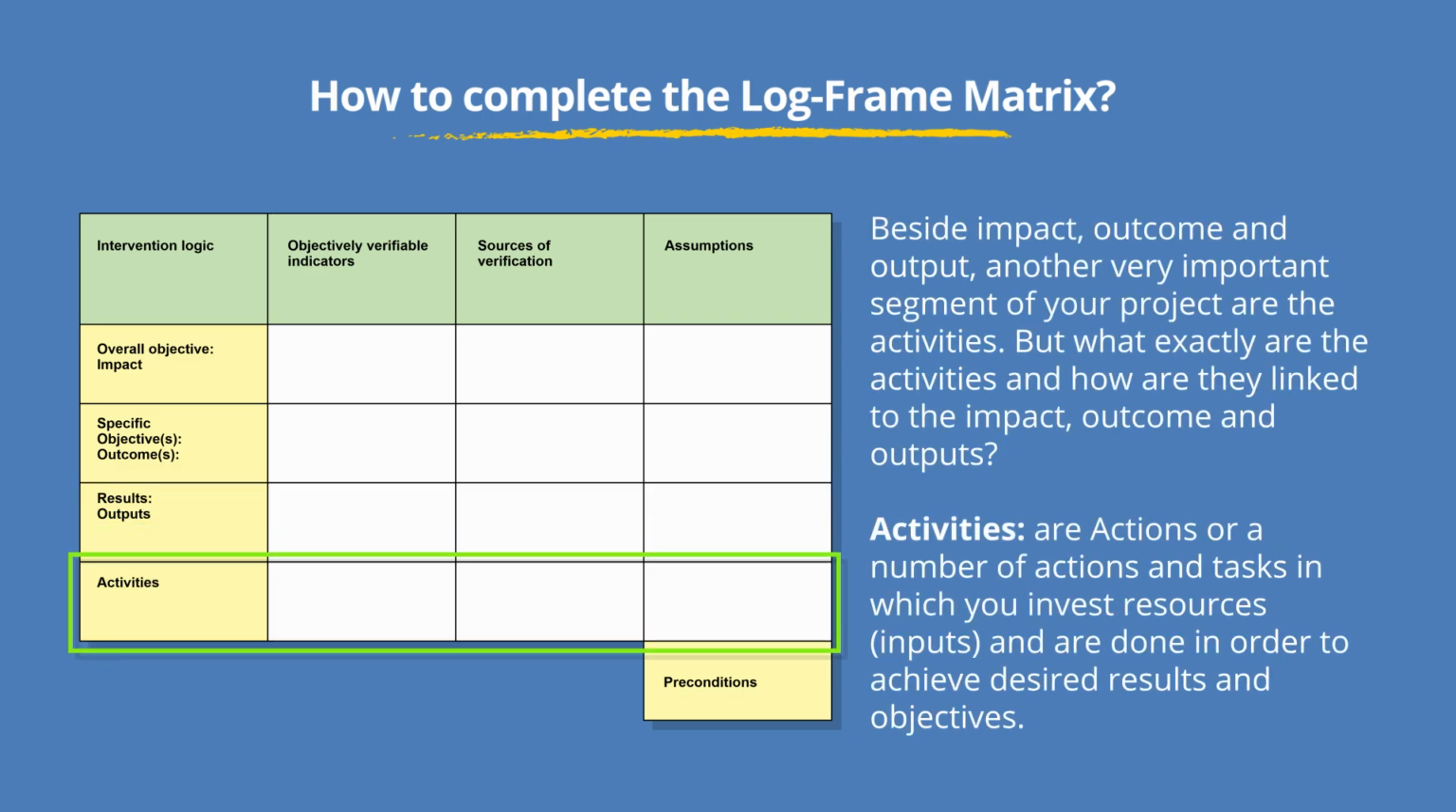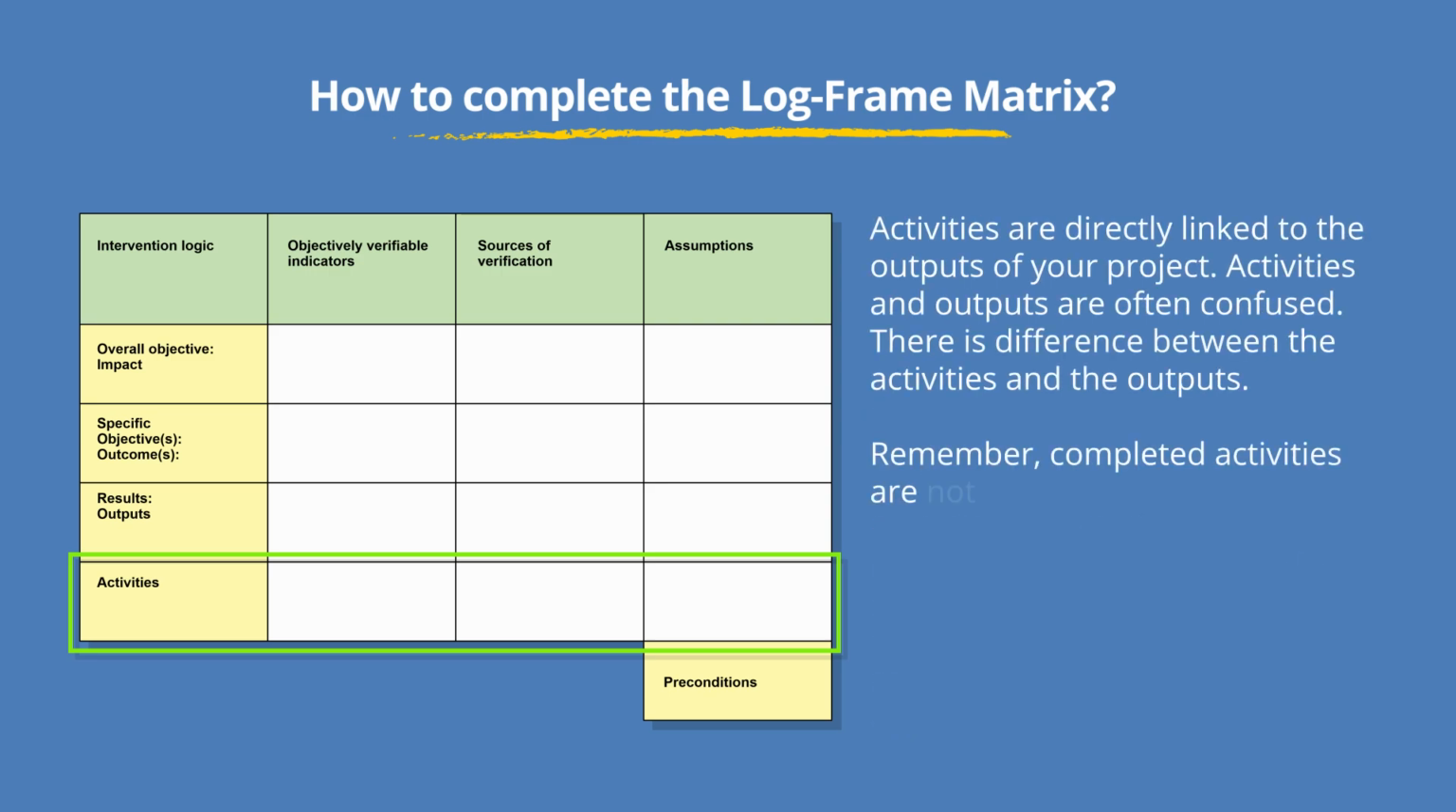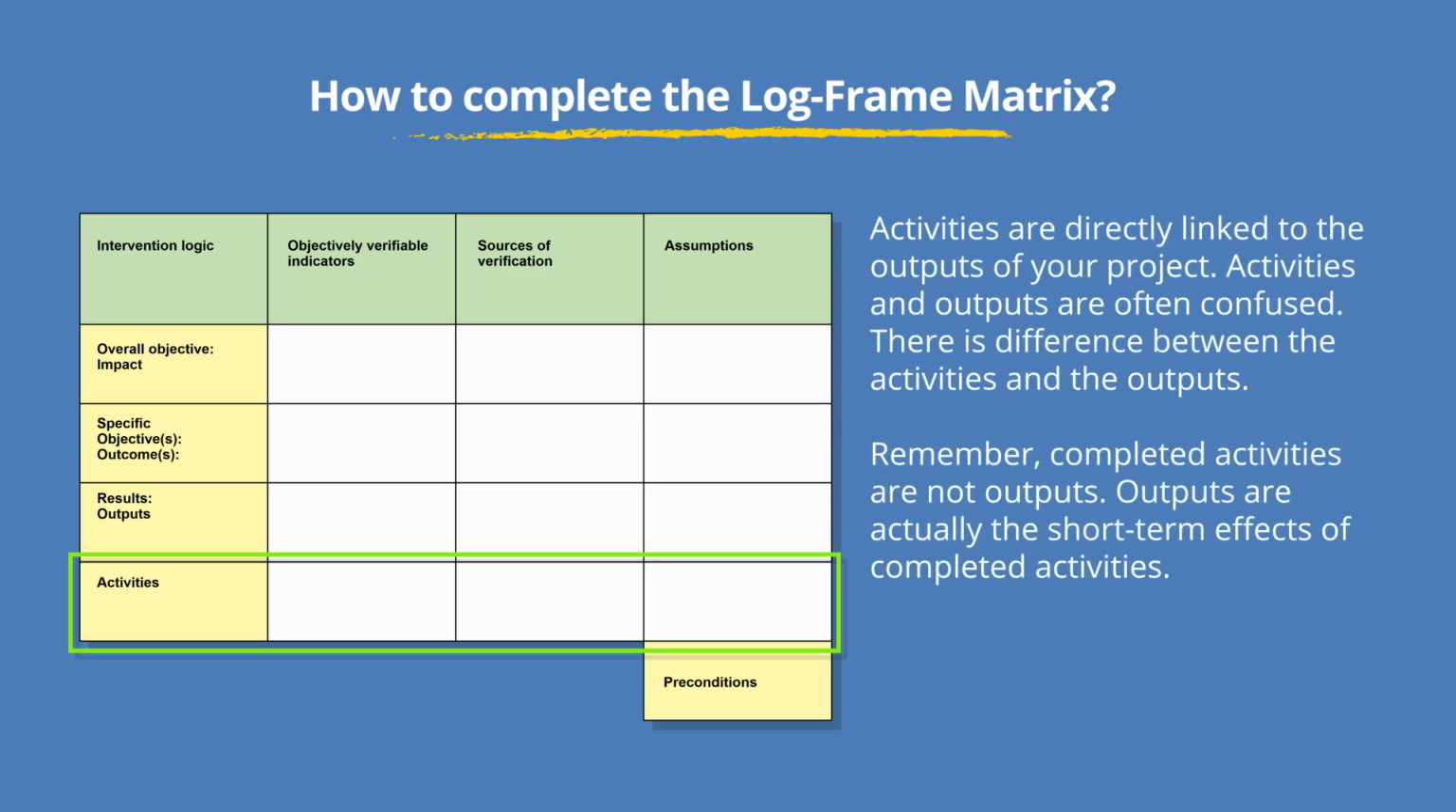Besides impact, outcome, and output, another very important segment of your project is the activities. But what exactly are the activities, and how are they linked to the impact, outcome, and outputs? Activities are actions, or a number of actions and tasks, in which you invest resources and inputs, and which are done in order to achieve desired results and objectives. Activities are directly linked to the outputs of your project.